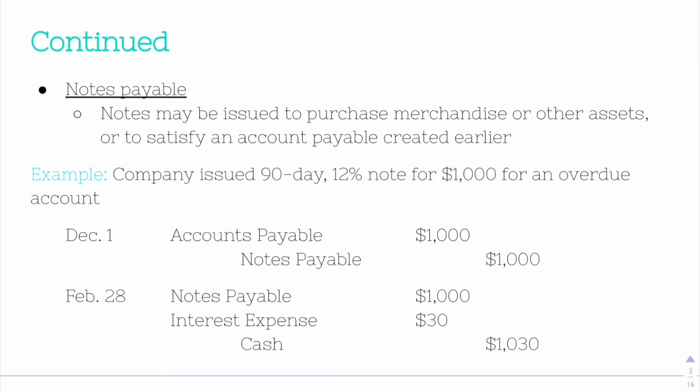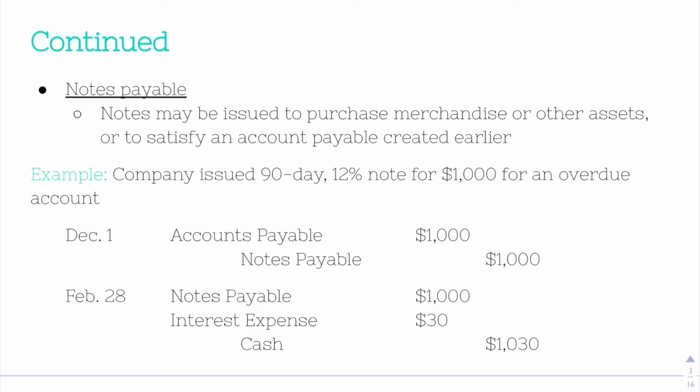Okay. A notes payable may be issued to purchase merchandise or other assets, and in that case it would be functioning like accounts payable, so you would debit your asset or whatever you're buying, and you would credit notes payable instead of accounts payable. It can also be used to satisfy an account payable created earlier, because as we know, whenever it's like a notes payable or a notes receivable, that's just a more formal commitment. So in this example, it says the company issued a 90-day 12% note for $1,000 for an overdue account.